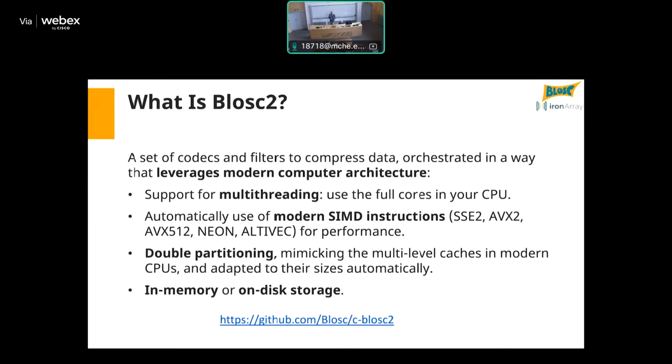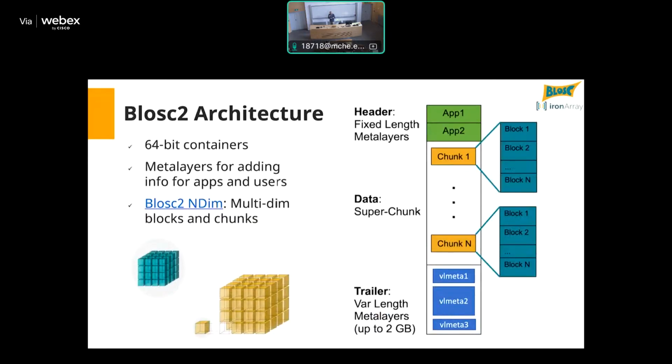It also has double partitioning, which I will explain very soon, mimicking the multi-level caches that are in modern CPUs, and it can adapt automatically to the sizes. It supports in-memory or on-disk storage as well. Blosc2 is a C library, and on top of that we built the Python wrapper, which is much more powerful.